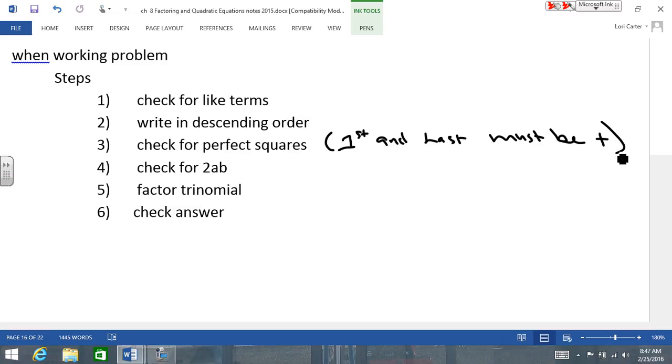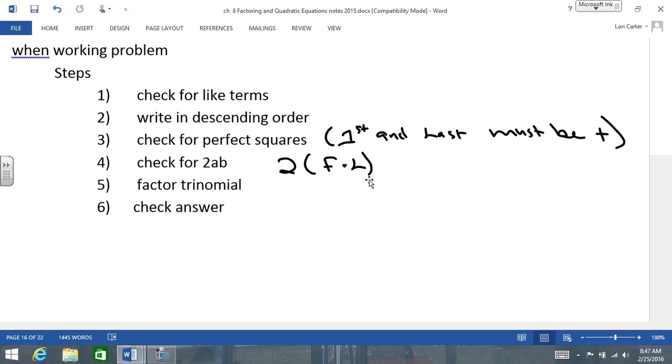Okay, the middle term, what does 2AB mean? I don't know. How do I get that middle term? Yep, you take the first times the last and you double it. So it's 2 times the first times the last, and that has to be my middle term. Then you just write it as factors. Check your answer. Are we ready? Yeah. Give it a shot.